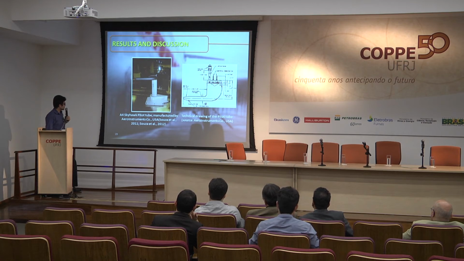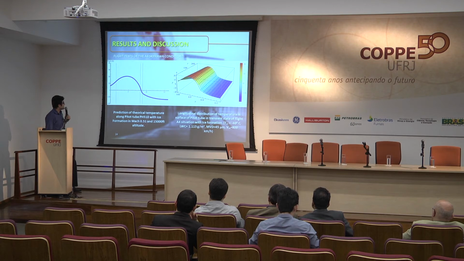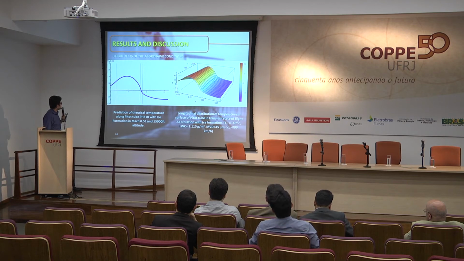So this is the proposed model. We know it very well. And this is the first simulation for the prediction of theoretical temperature along the PT tube with the ice formation in this kind of Mach and this altitude. That's a prediction, and this shows the behavior of the temperature after starting the icing. And this is a 3D model of the temperature in this situation.